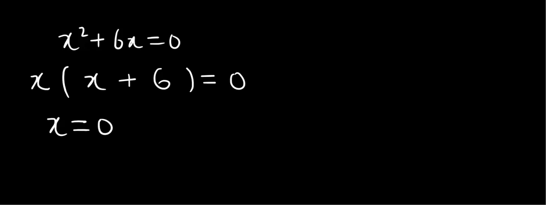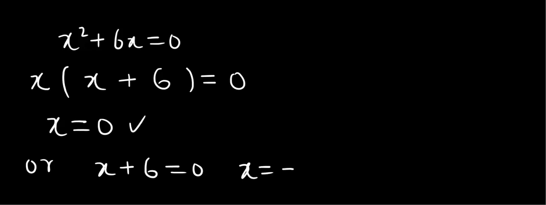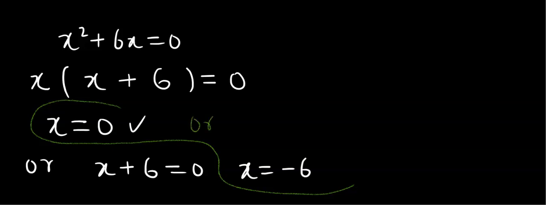X is 0 or x plus 6 is 0. X is 0, done. X plus 6 is 0, so x is negative 6. Let's put our solution in the long bubble and do not forget our word or. Okay, that is the first question.